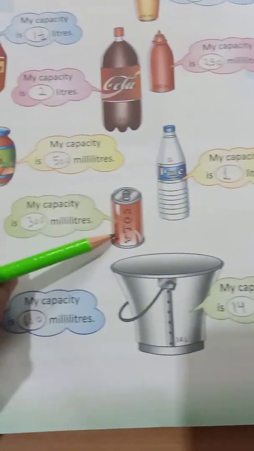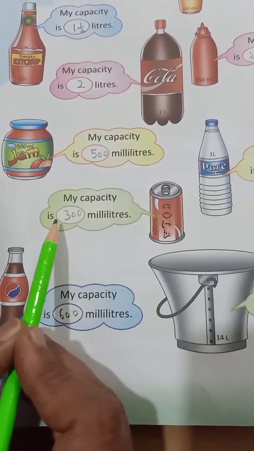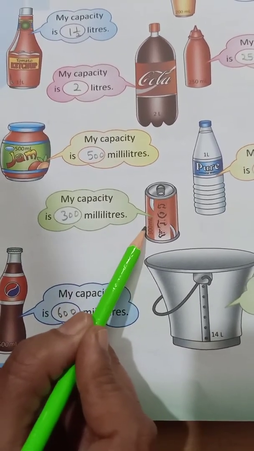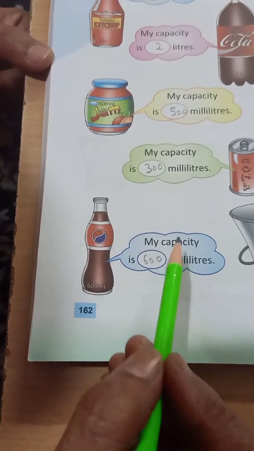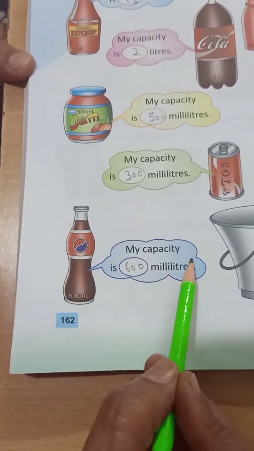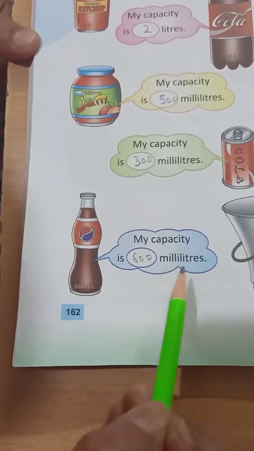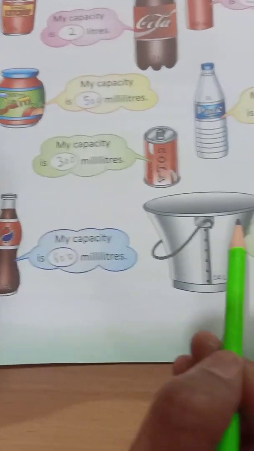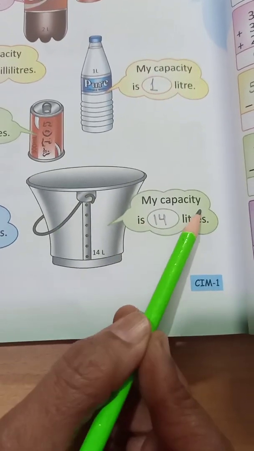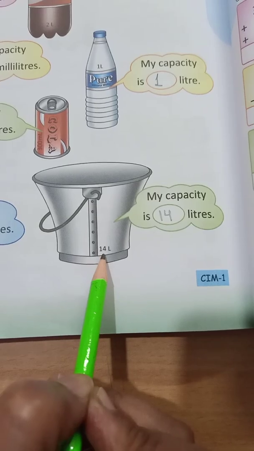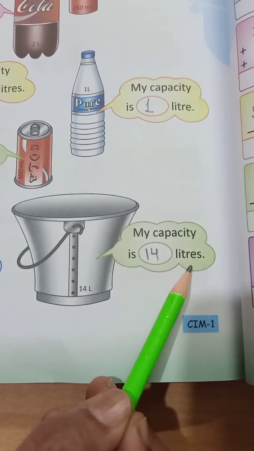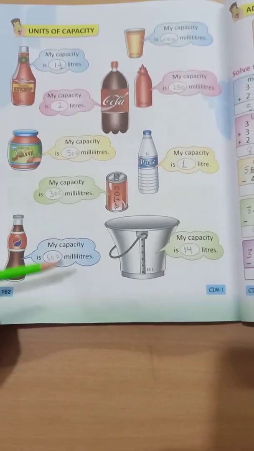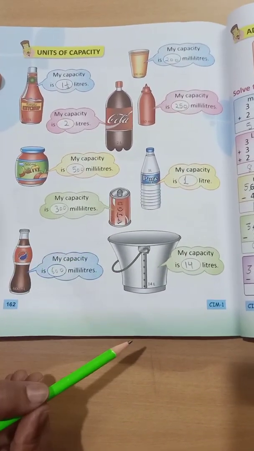Here this is a can of Coca-Cola, my capacity is 300 written here, so 300 milliliters. Here again a bottle of soft drink Pepsi, my capacity is 600 milliliters, 600 is written here. This is a bucket, my capacity is, here it's written 14 liters. So this is the exercise, do it after the session.